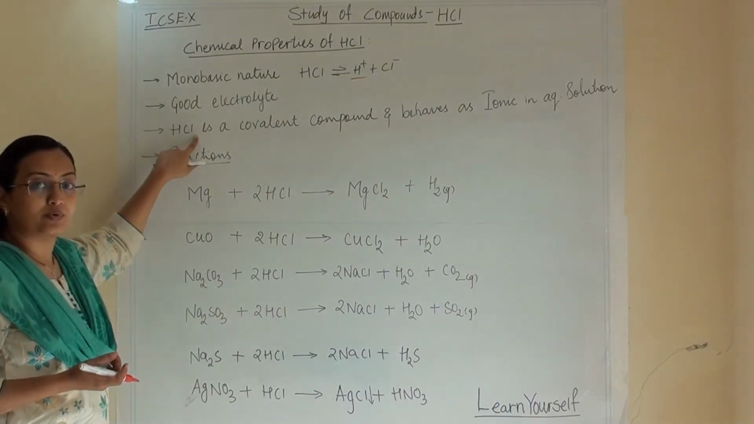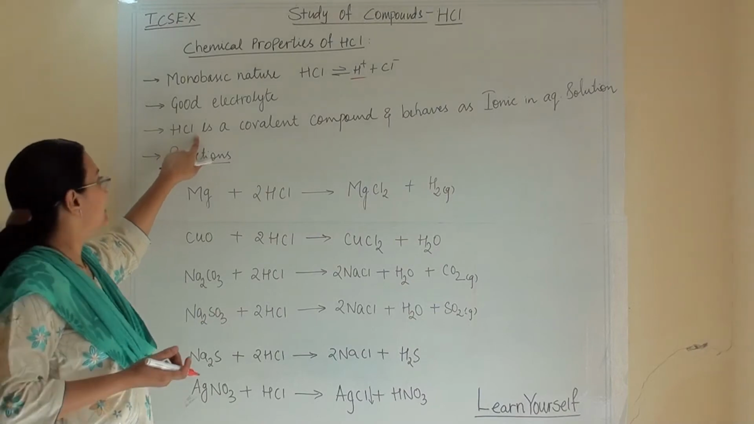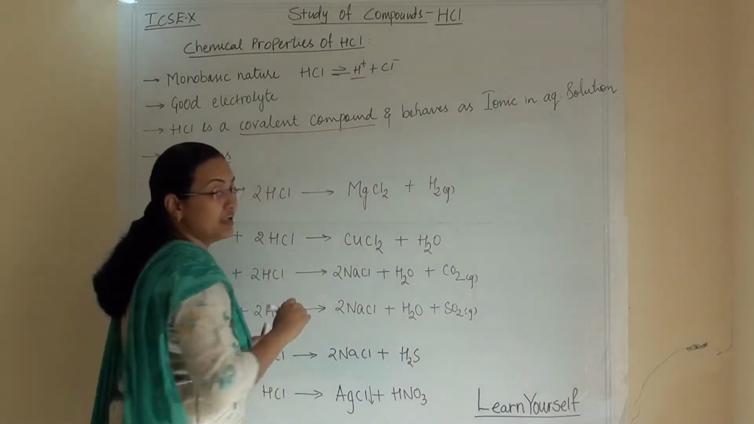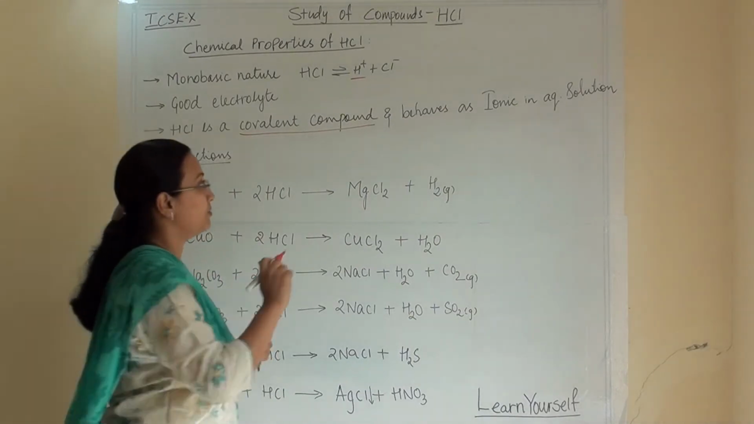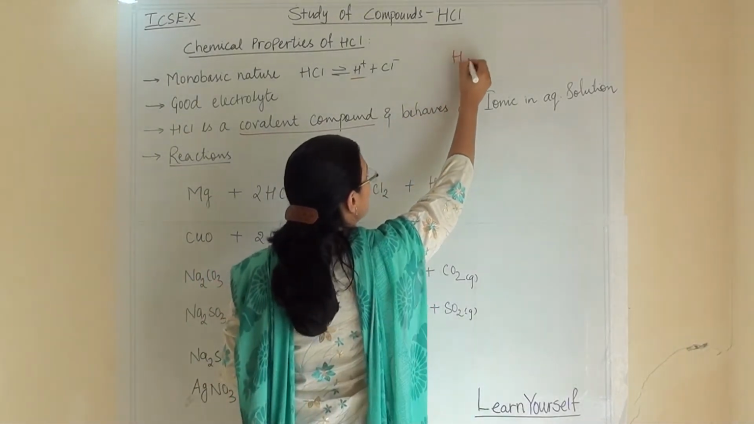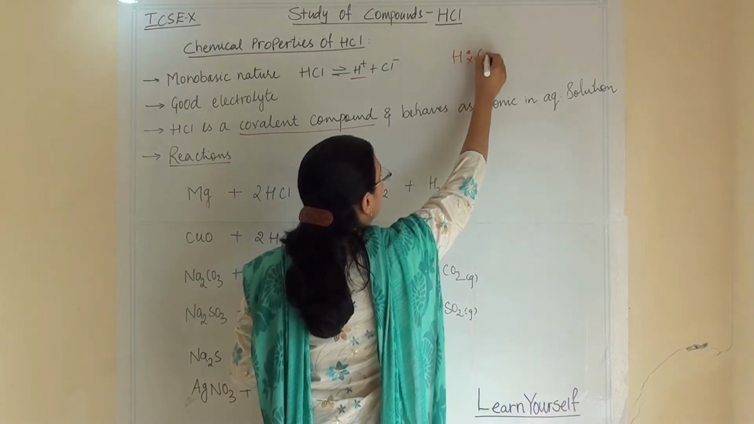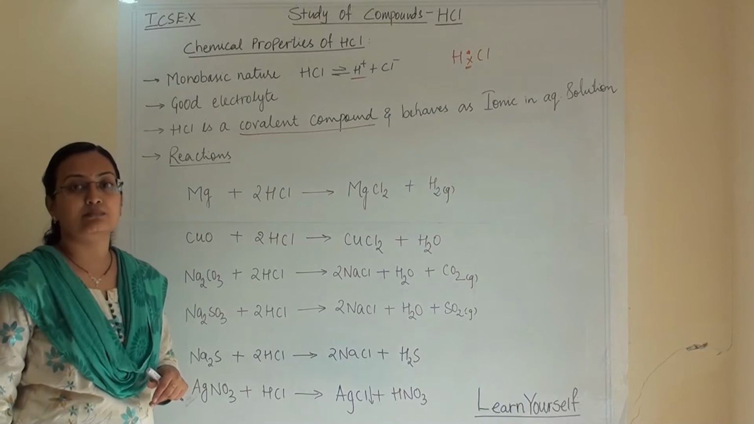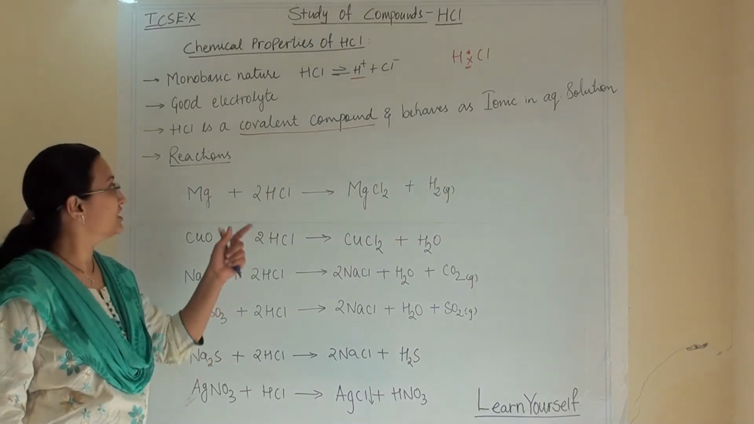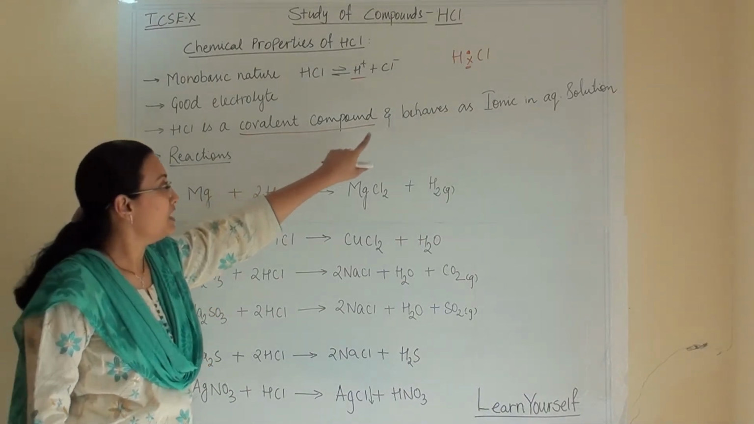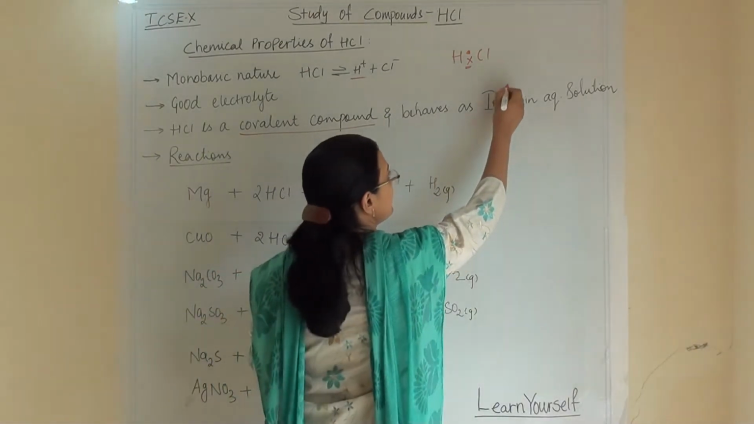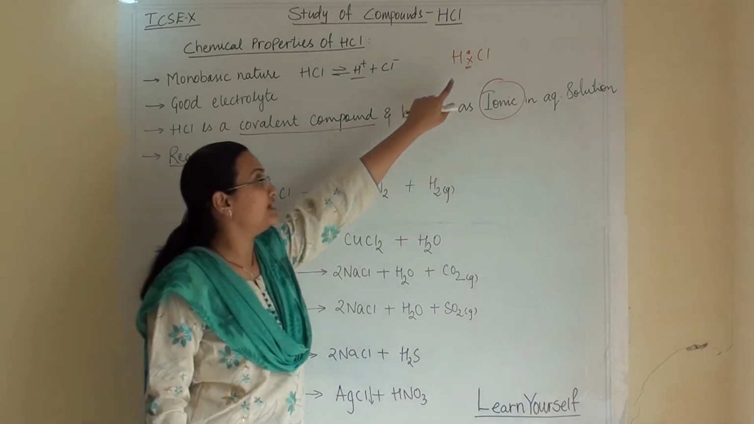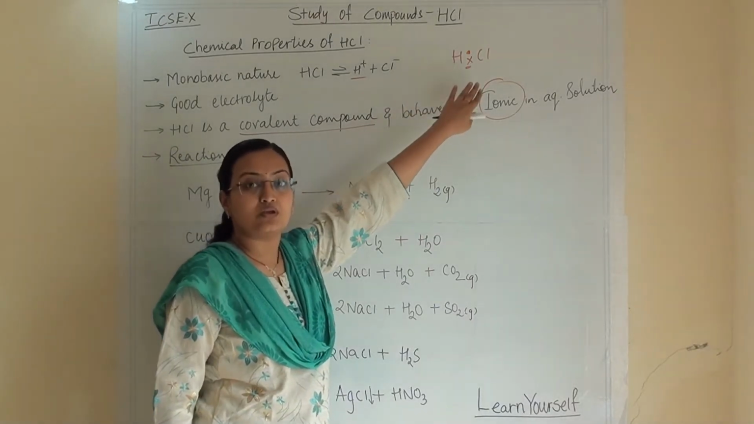Now one peculiar property of HCl is it is a covalent compound. How? Hydrogen and chlorine share one electron with each other and make a covalent bond. So it is a covalent compound but behaves as ionic in aqueous solution. This covalent compound is a polar covalent compound.